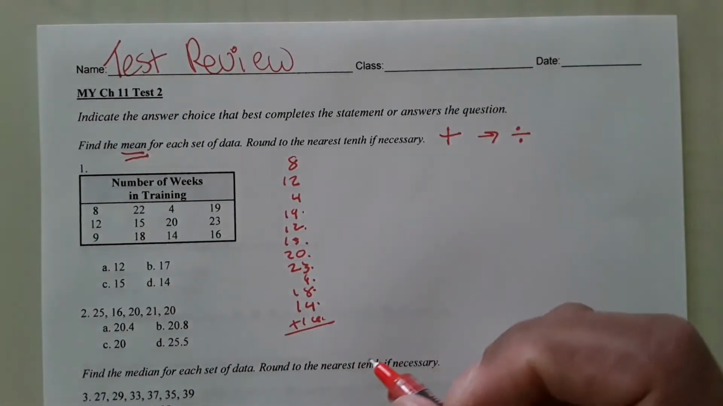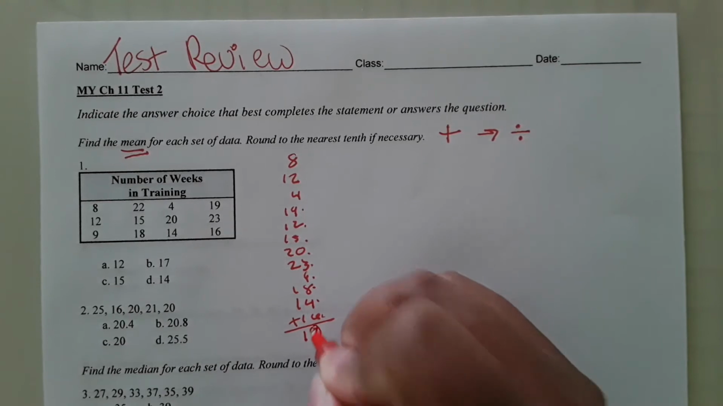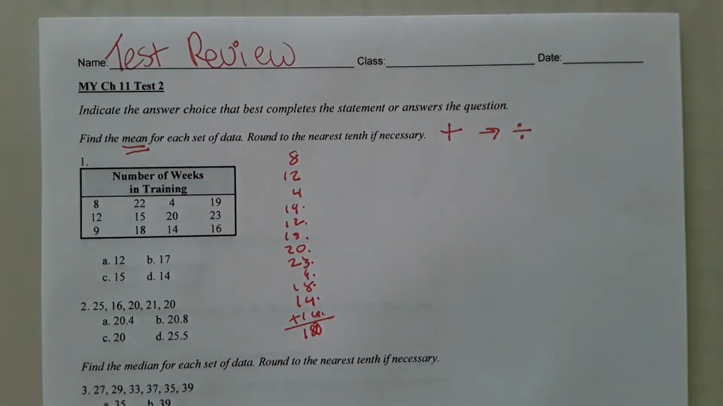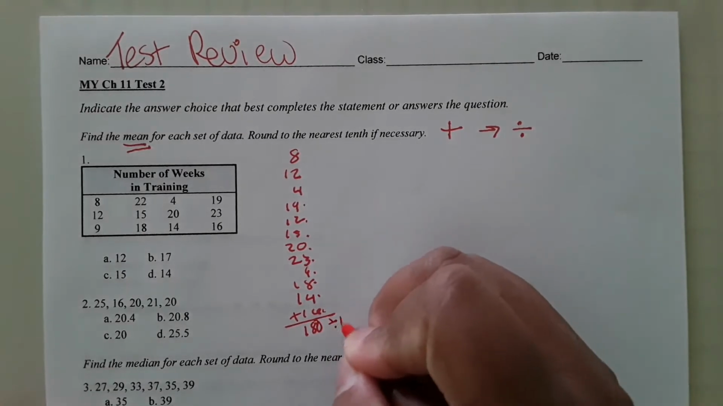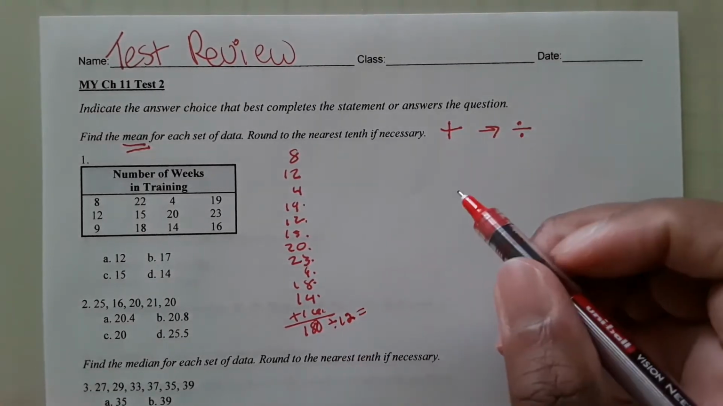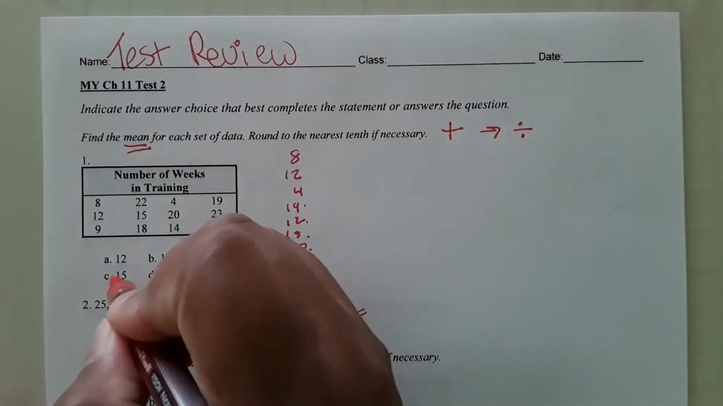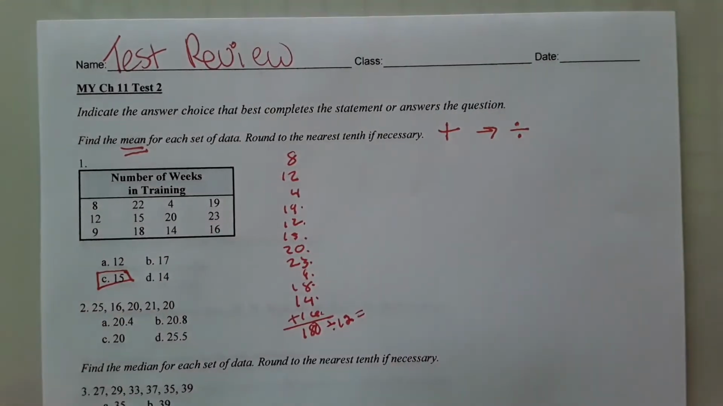So when you added them together, you should have gotten 180. And remember, for this test, you could use a calculator, so hopefully you did that. It made it much simpler. You divided the 180 by 12, so that's the second step, and the answer would have been 15. So the mean for the number of weeks training would have been 15.